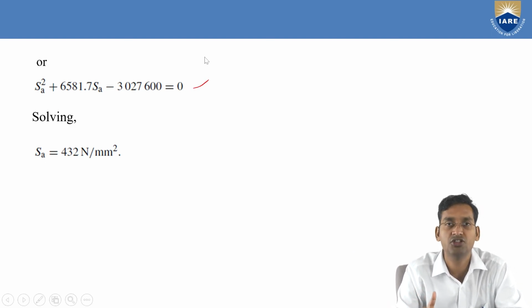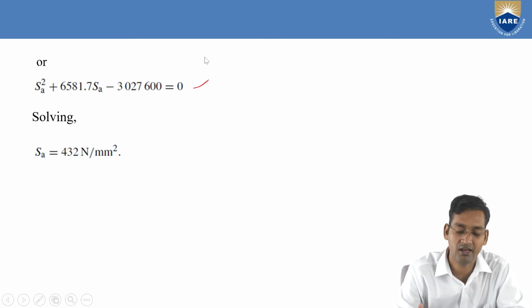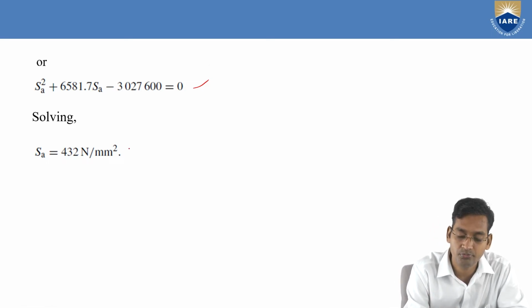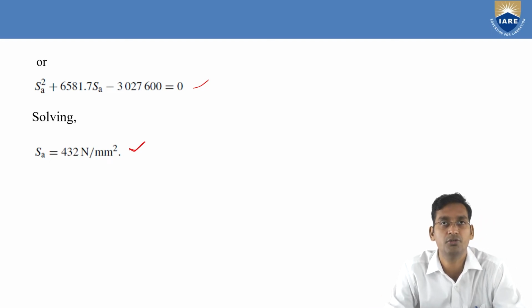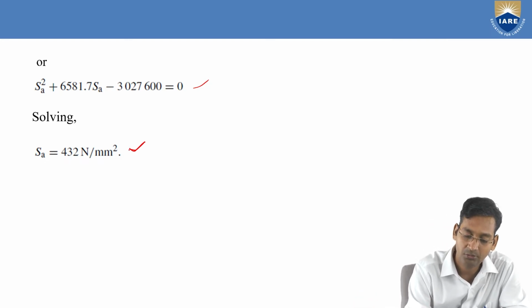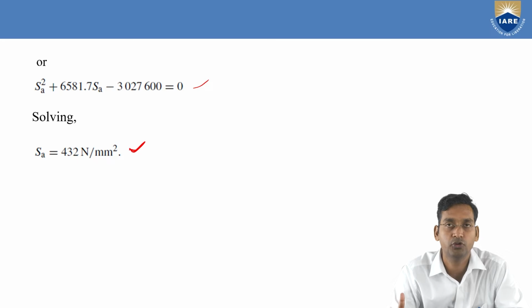After solving, you will get two solutions. One will be negative and another one will be positive. So once you find the approximate value of SA, you will get like 432 Newton per mm square. So this will be the answer by Goodman relation.